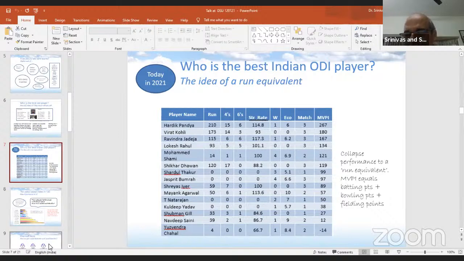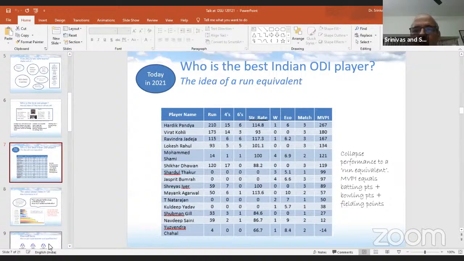So this slide, it would have been wonderful to have a blackboard and describe this, but it's not difficult. Just stay with me, because I'm going to define something called the most valuable player index. If you look at the table that you see, you're seeing Hardik Pandya runs, and at the end you're seeing something called MVPI. MVPI is what is called the most valuable player index. I really need to take a minute or two to explain to you how we compute this MVPI.